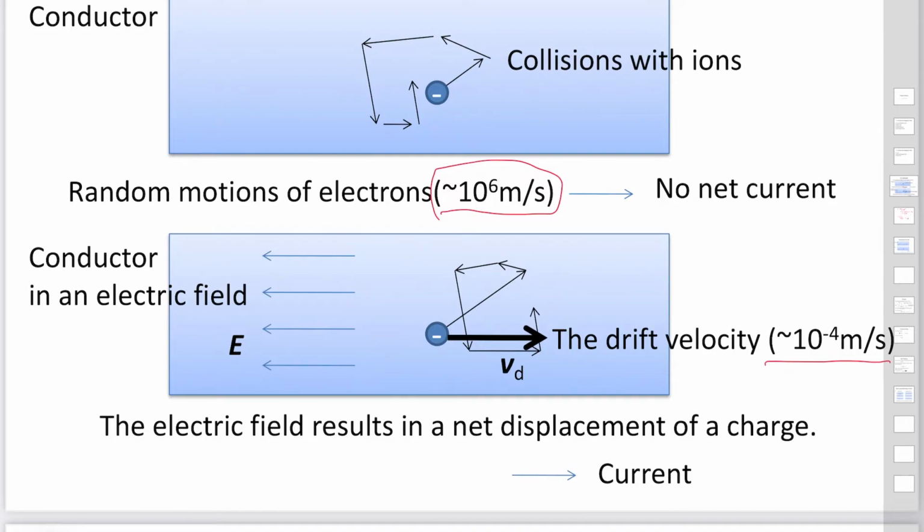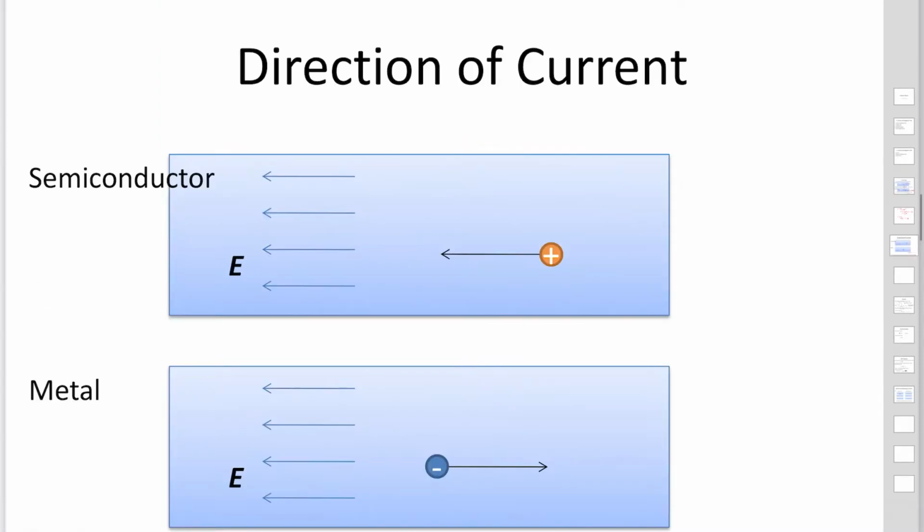You might be surprised. This is a really slow velocity. The drift velocity is really slow compared with the random speed of an electron, 10^6 meters per second. Because of this drift velocity, the electron is moving to the right, and this produces a current.